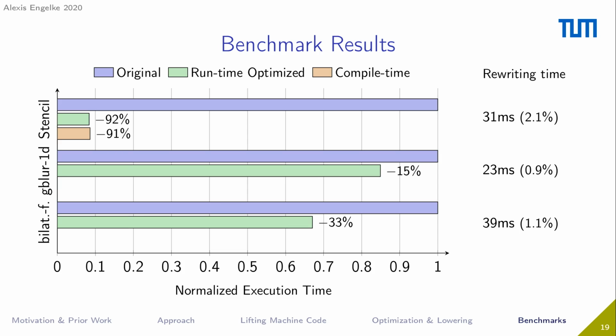Rewriting times are generally low, in the range of 20 to 40 milliseconds, making up only a small fraction of the optimized runtime. We also observe that the optimization time strongly depends on the code complexity. The resulting time for specializing on the 2D stencil of the bilateral filter is almost twice as high as the time required for specializing a 1D filter with the Gaussian blur filter.